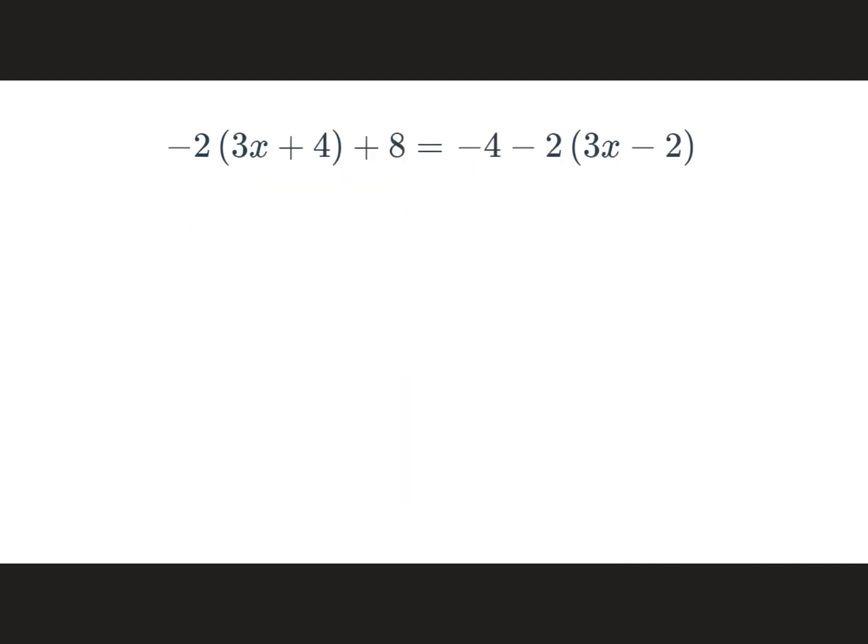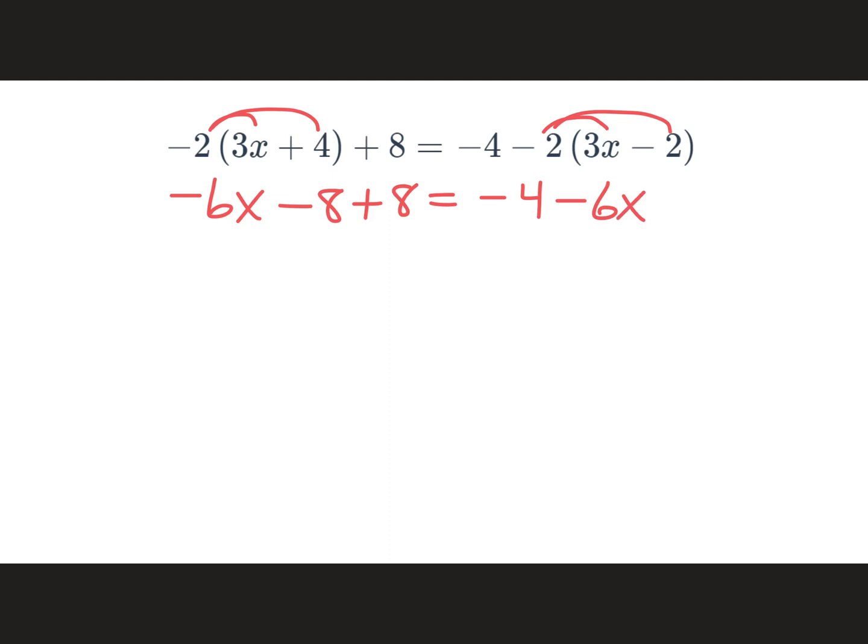All right, pause it, do it on your own, then come back. Here we go. First thing, distributive property. Getting rid of all those. So I have a negative 6x minus 8 plus 8 equals negative 4, and then that's a negative 2. Don't forget that. Not just a 2, but it's a negative 2. So negative 2 times 3x is negative 6x, and negative 2 times a negative 2 is a positive 4.